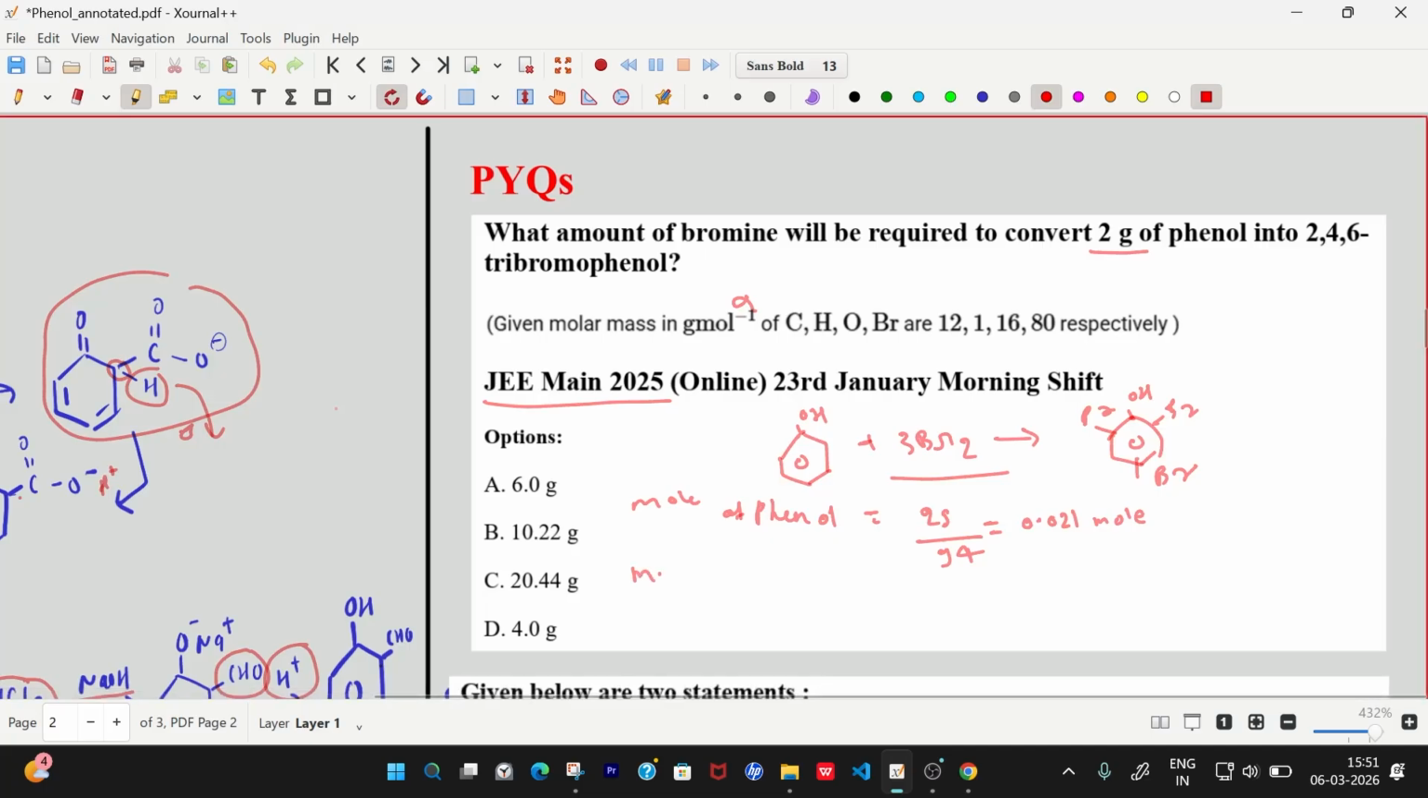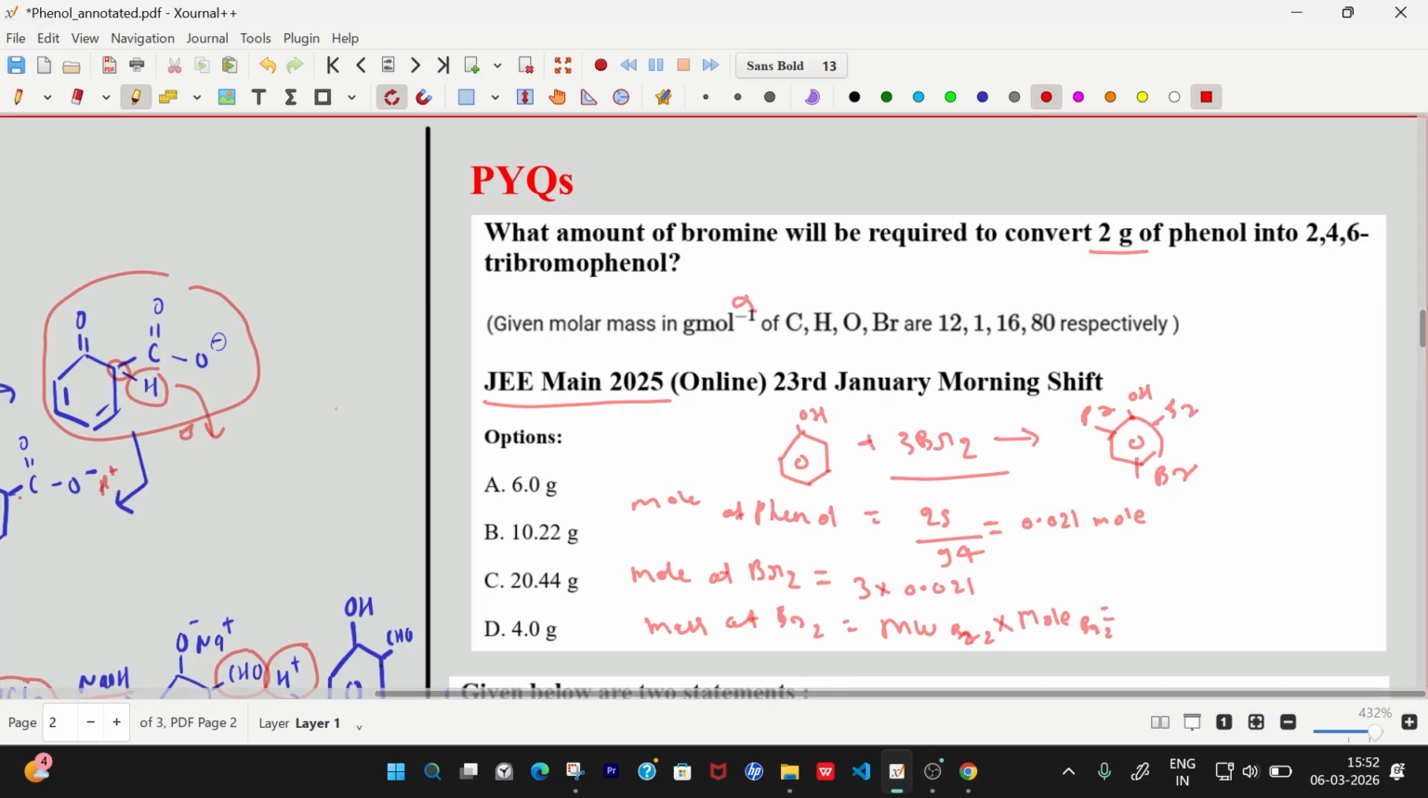And moles of Br2 will be 3 times moles of phenol, so it will be 3 into 0.021. So mass of Br2 needed will be equal to molecular weight of Br2 into moles of Br2, and molecular weight of Br2 is 160, so 160 into 3 into 0.021 will be equal to 10.22 gram. So this will be our answer.